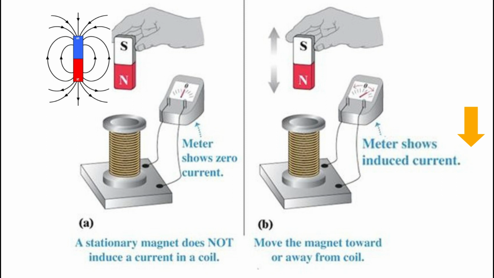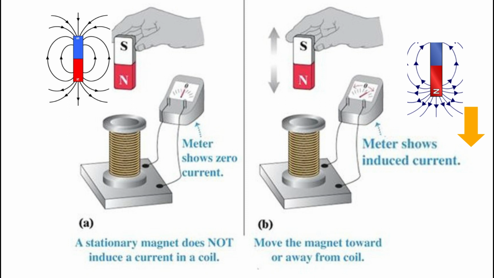So we refer to figure A. In figure A, we have a stationary magnet close to a coil connected to the ammeter. Of course there will be magnetic field lines around the magnetic bar, but the bar is stationary. Dia pegun, dia tak bergerak, so the current will not be induced in the coil. But if we bring the bar close to the coil, the magnetic field lines will be increased. So bila increase, akan ada change of magnetic field.